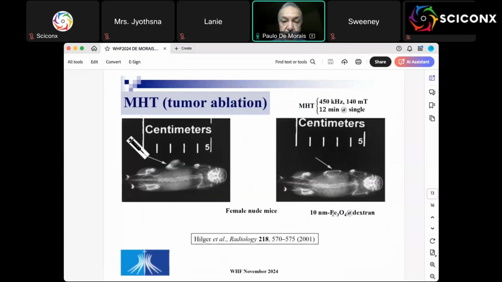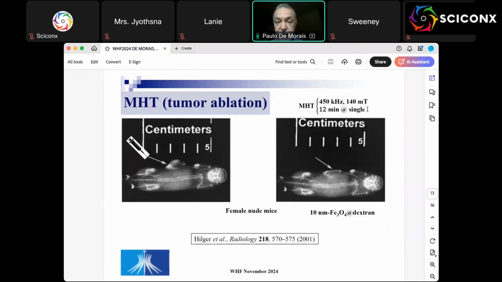Again, let me take the experiment from the German group in Vienna. So here is how they performed it. They also injected magnetite nanoparticles in the tumor. The magnetite was, again, about 10 nanometers in diameter, and coated with dextran. They injected and applied the magnetic hyperthermia with this frequency, 450 kilohertz and 140 millitesla, and they performed this for 12 minutes in a single treatment.